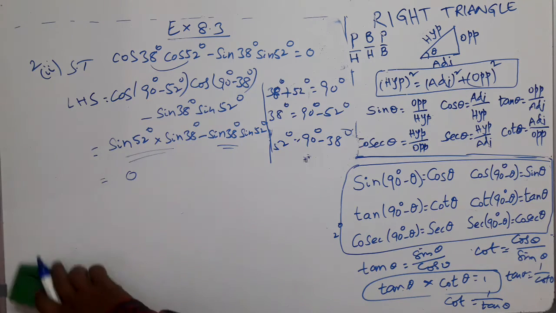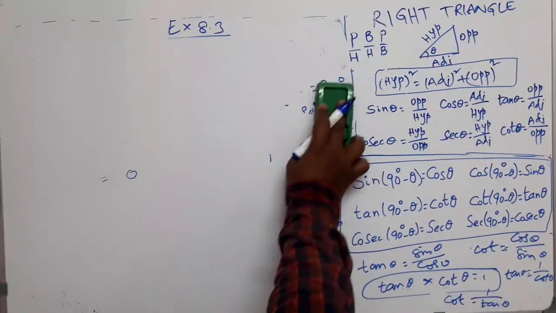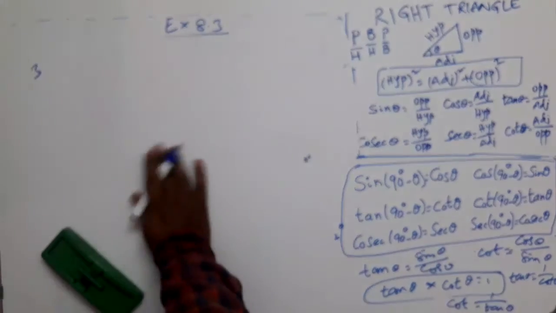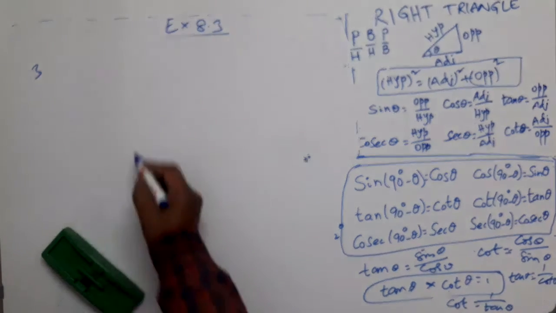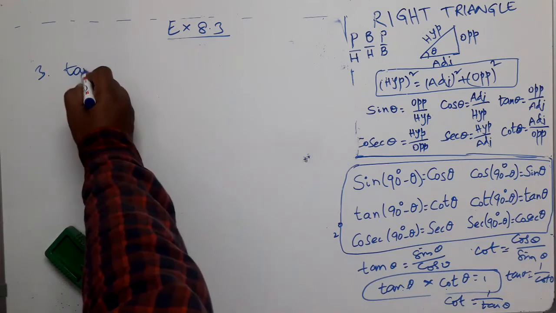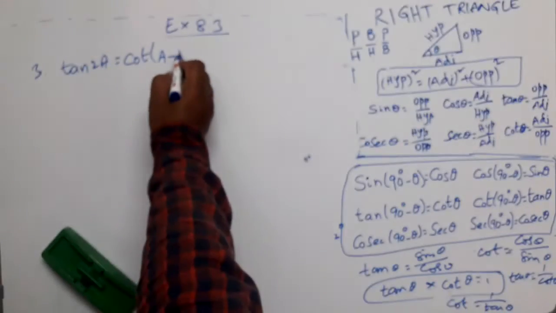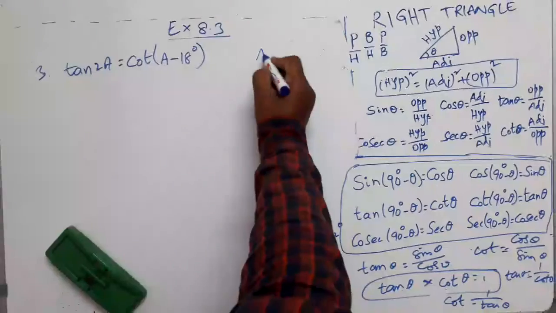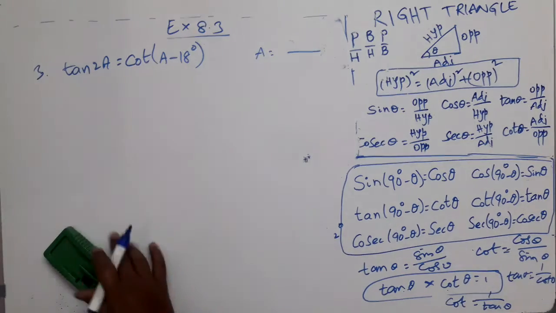Next, third question. Let us see question number 3. Yes, what is the question? If tan 2a is equal to cot of a minus 18 degrees, where 2a is an acute angle, find the value of a. You are supposed to find the value of angle a. This is given. Yes, what shall we do?